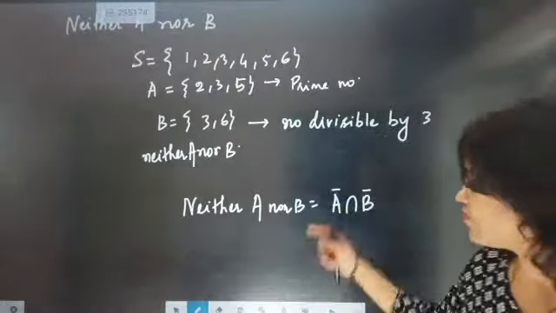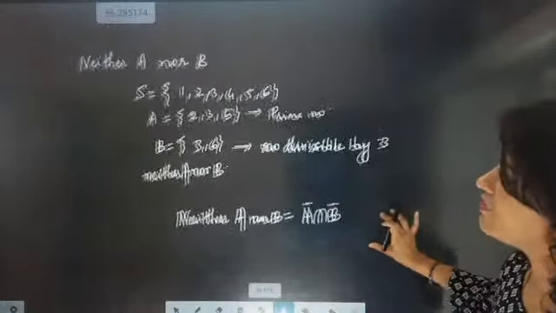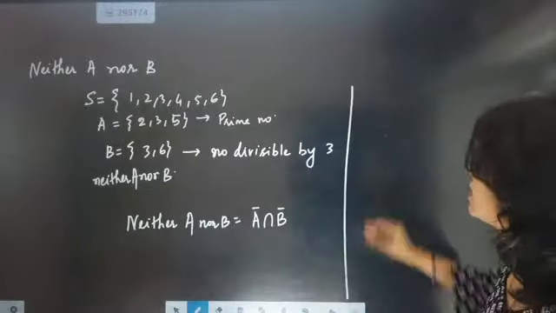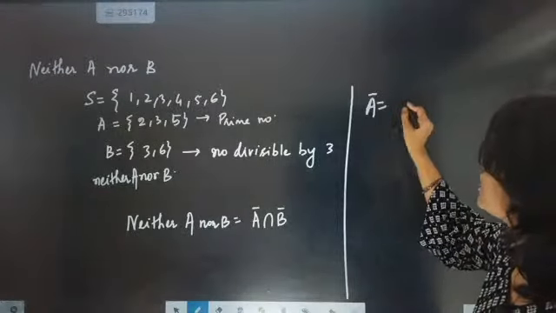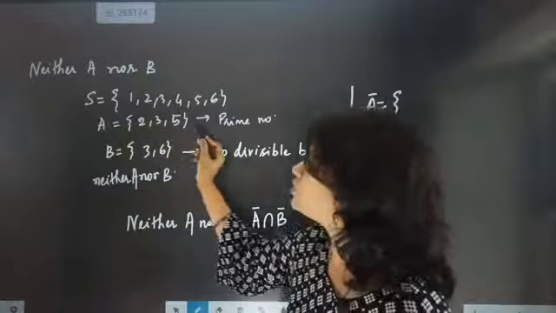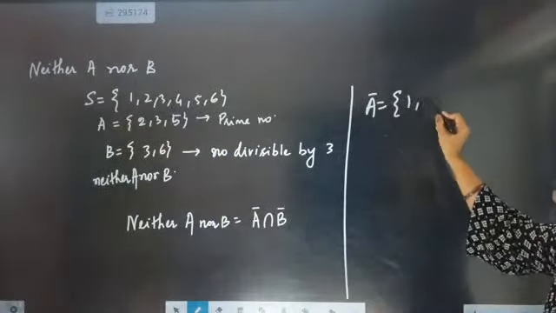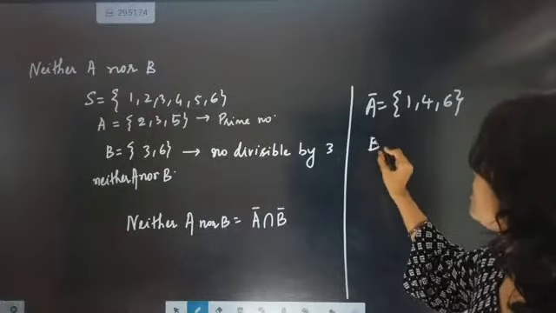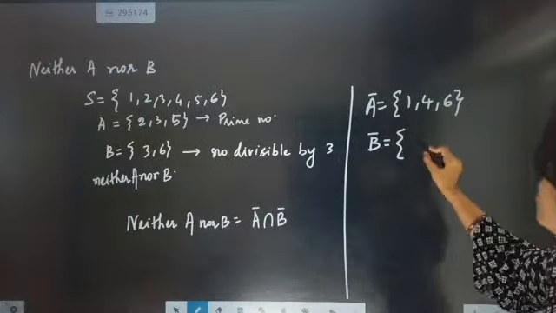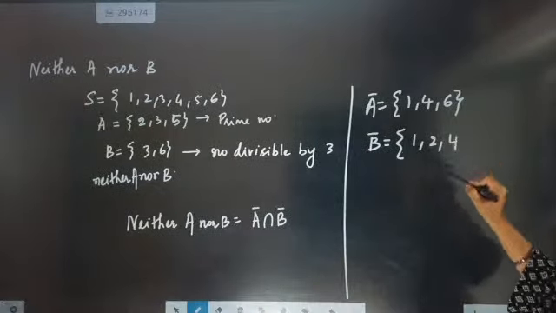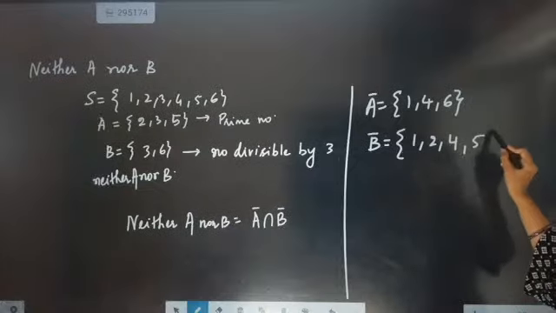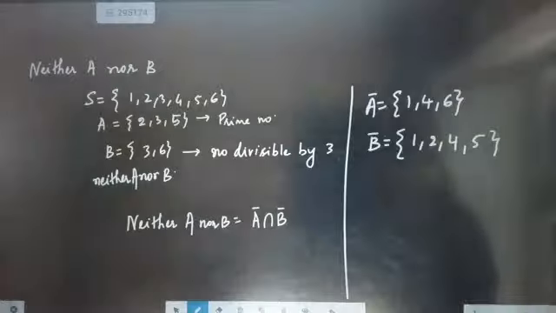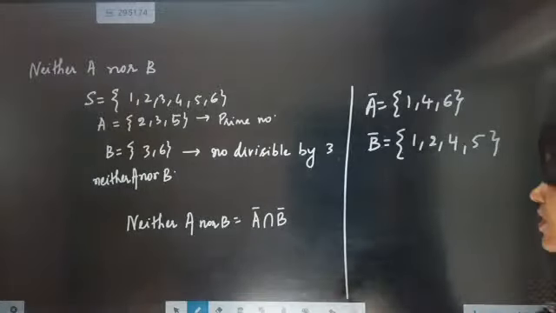Now first in this type of question, you have to be very systematic. First find A complement. So what is contained in A? A is having 2, 3, 5. So now just write 1, 4, 6. Now what is B complement? B complement will be coming as 1, 2, 4, 5. Okay, so B complement is coming as 1, 2, 4, 5. Now 100% we got A complement and B complement.